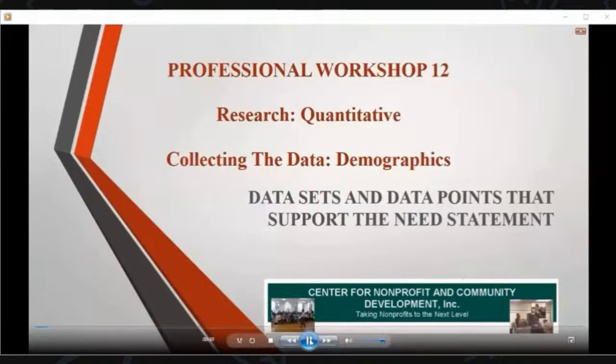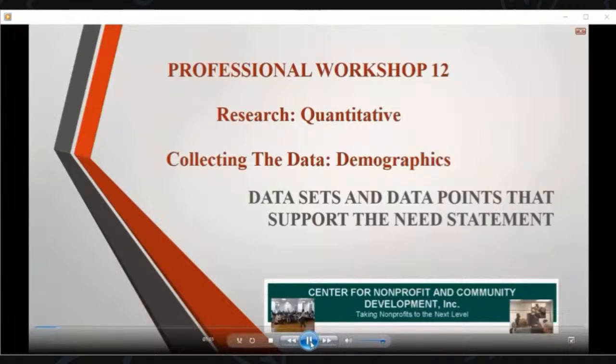Now, the other type of research is called qualitative data. We're going to talk about that probably in workshop 14. Today's focus is going to be on quantitative data as it relates to demographics. There are different types of quantitative research that we can use, but today's is going to talk about demographics.